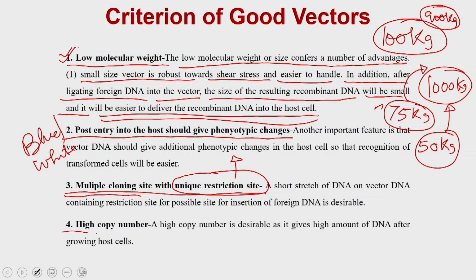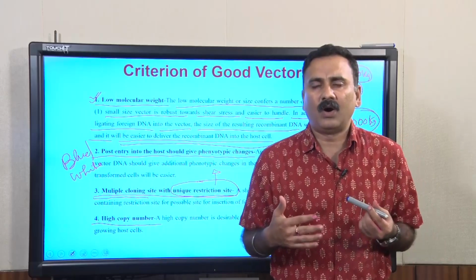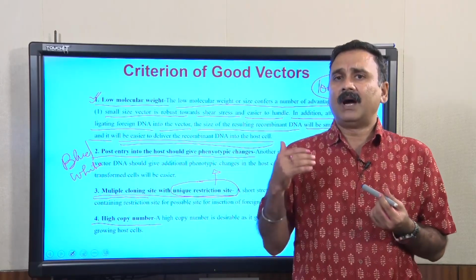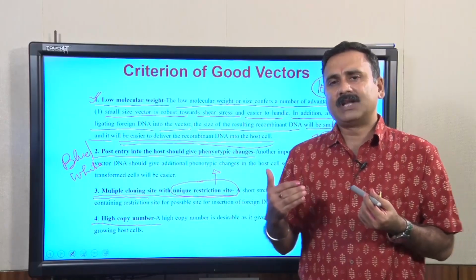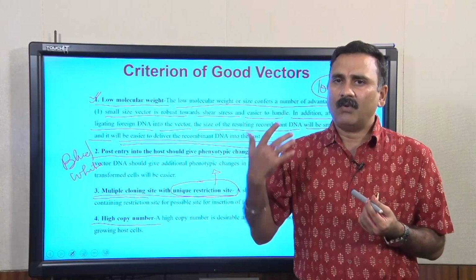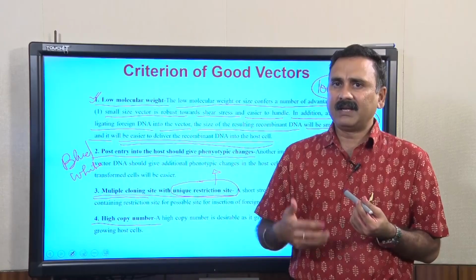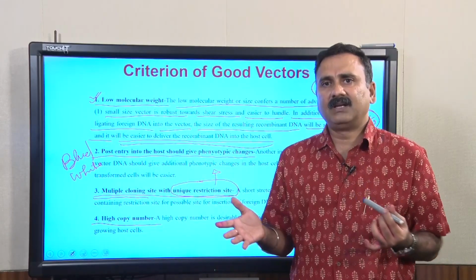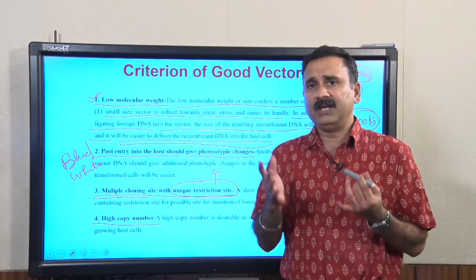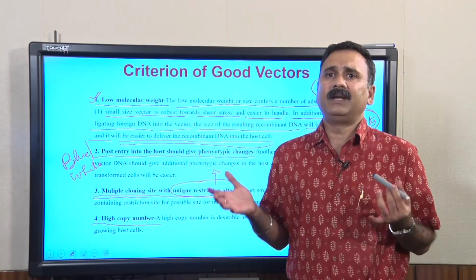Then the fourth is high copy number. Whether the vector is of high copy number or low copy number, a high copy number vector is always desirable because it is going to give you more DNA from the same bacteria. What is meant by copy number is that the particular vector is going to have that many copies within the bacterial cell.